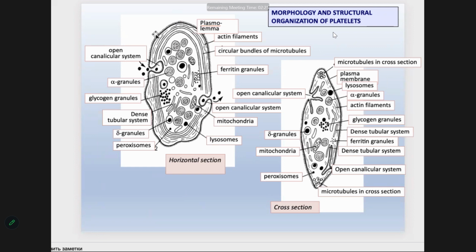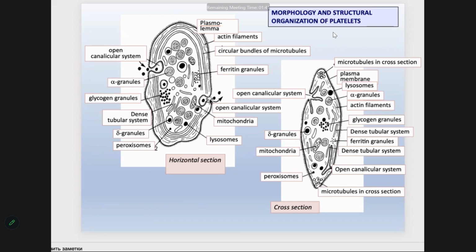Plasmalemma covers the platelet. Plasmalemma is characterized by a large volume of glycocalyx, a thick layer of glycocalyx. There are numerous receptors situated inside the glycocalyx. Glycocalyx is necessary for the adhesion of platelets to the vascular wall and aggregation of thrombocytes together to form the thrombus, if it is necessary for the coagulation of blood.